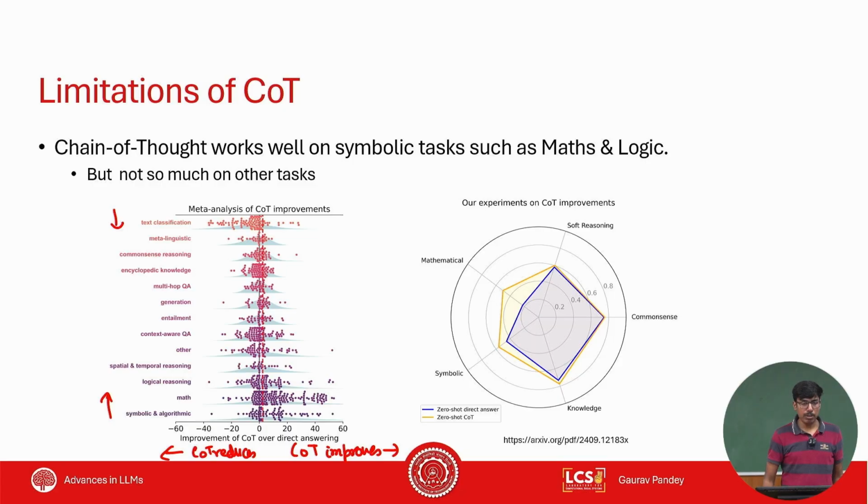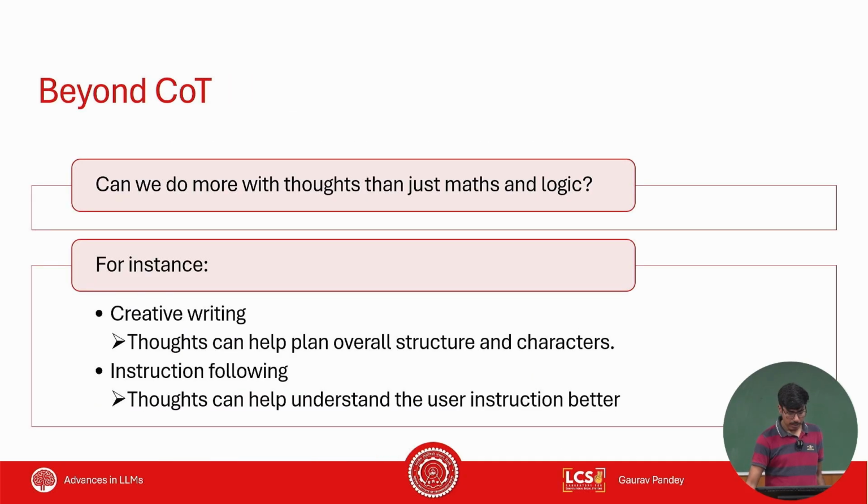So chain of thought does not help in all the situations. It does help in math and symbolic logic. And this circle that you see shows the jump in performance with and without chain of thought. You can see that for maths it's much higher, whereas for other tasks it's close to zero, right? For symbolic reasoning also there is some jump here. So other than maths and logic, can we generate chains of thought that will help for other tasks also? That was the focus of this paper.